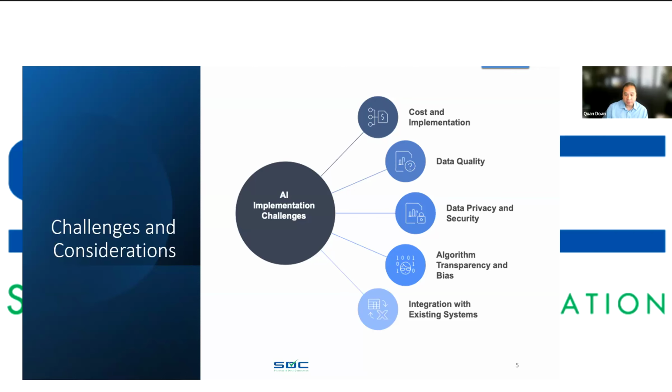And then the last piece here is really about integrating into existing systems. Integrating AI into current clinical trial infrastructure can be a heavy technical and operational burden or hurdle. Organizations must ensure compatibility to maximize the effectiveness of their AI initiatives and streamline workflows.